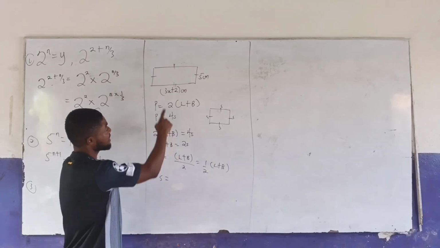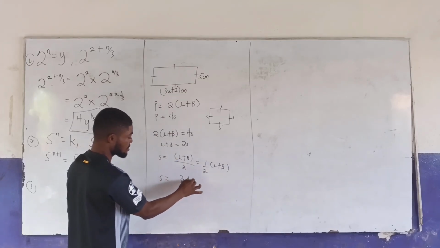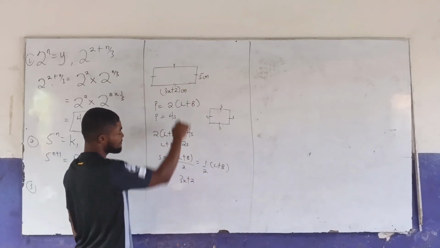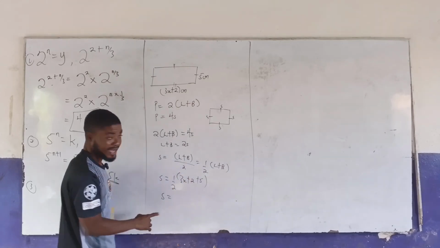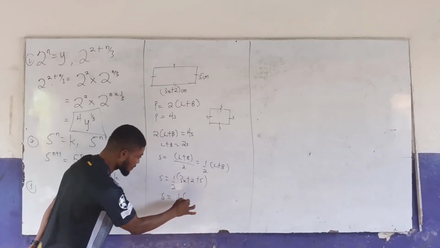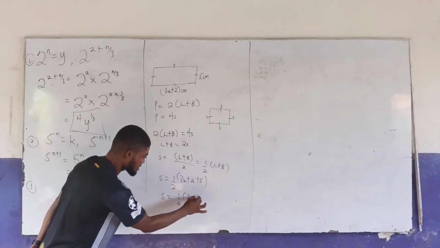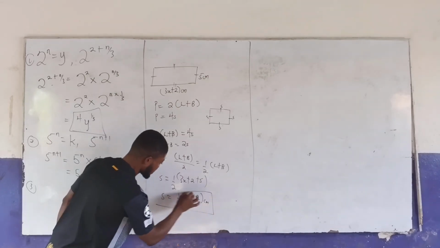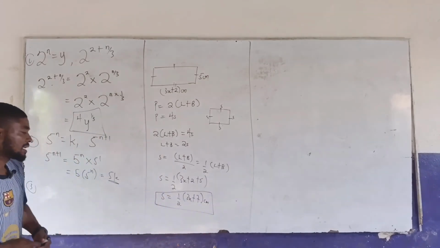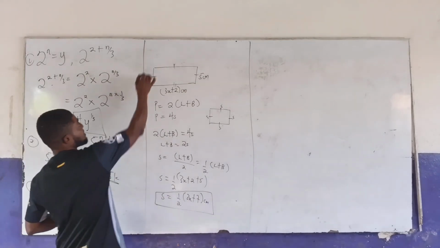What is the value of l? 3x plus 2. And then what is the value of b, which is 5? And so we get our s to be 1 on 2 times 3x plus 7, all in centimeters. So this is the length of the side of the square, question 3.